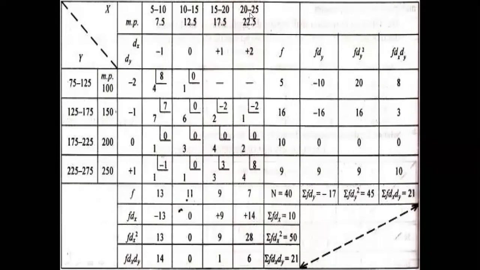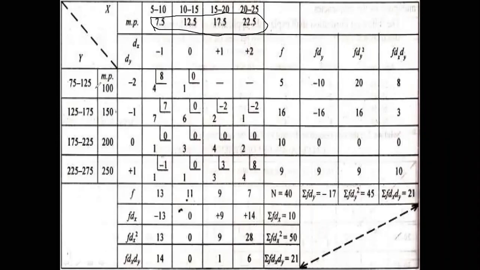Now, first and foremost, we need to find out the midpoint values. The midpoints are 5 plus 10 upon 2. In that manner we can get the midpoint of the continuous series. It is 7.5. 10 plus 15 is 25, divided by 2, it is 12.5. In that manner we got the midpoints for the continuous or grouped variable.